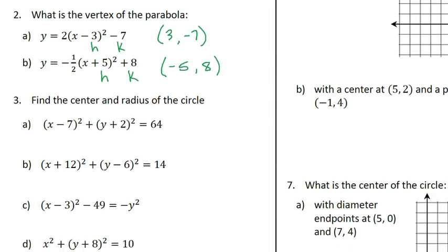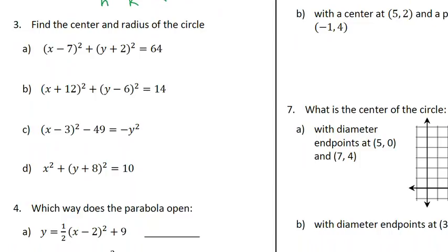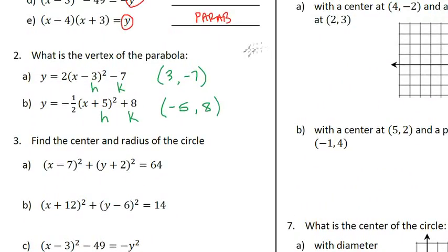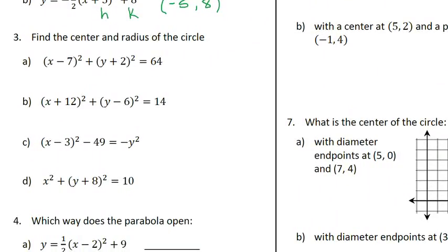Number 3, find the center and radius of the circle. So if you remember this class, let's take a look. In fact, let's look up here real quick. I'm going to write vertex form right here. That is y equals a times x minus h squared plus k. That's why we flip the sign of h and keep the sign of k. Center and radius for standard form. Let's take a look at what standard form looks like. Standard form looks like, I'll try to write it up here real small, x minus h squared plus y minus k squared equals r squared, or radius squared.